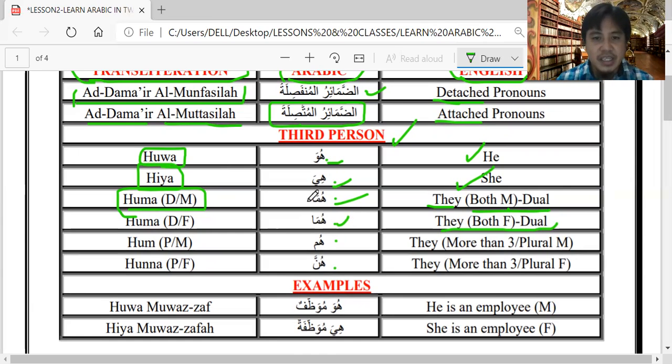So meaning this male and female huma, I can use it if I want to say they both, Muhammad and Aisha. For example, I will say huma Muhammad wa Aisha. Huma Muhammad wa Aisha. Okay, so huma here is for both genders, either masculine, male, or feminine, female. If I wish to say huma Aisha wa Gina, both of them are female.